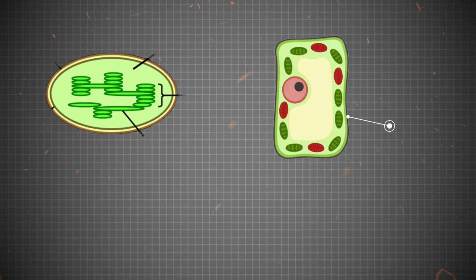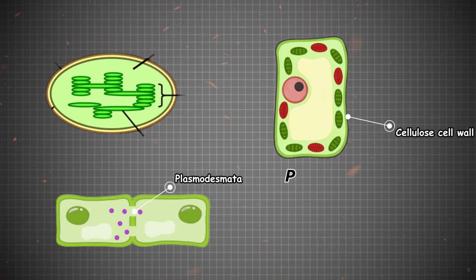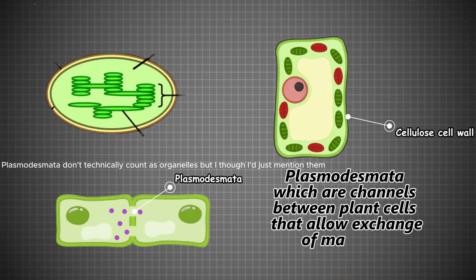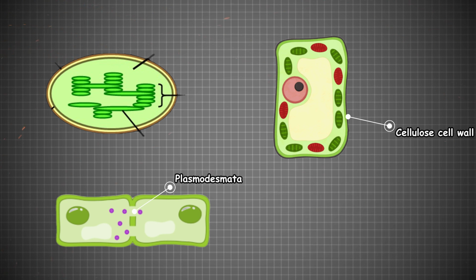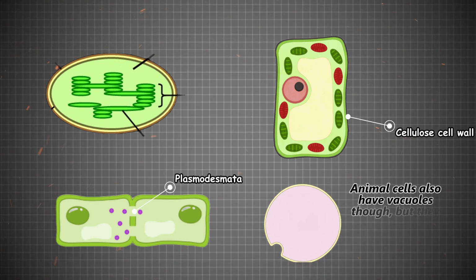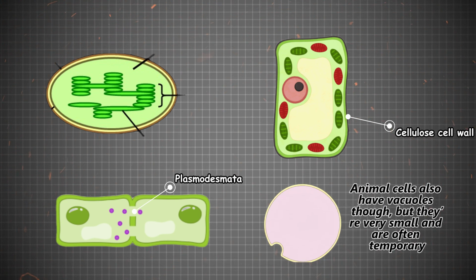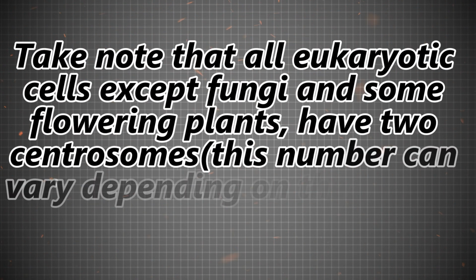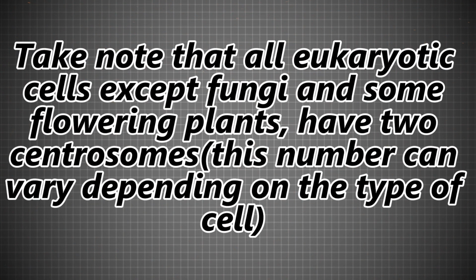Chloroplasts. Cell walls, which are made of cellulose. Plasmodesmata, which are channels between plant cells that allow exchange of materials between them. Vacuoles. Animal cells may also have vacuoles though, but they are very small and are often temporary. Take note that all eukaryotic cells except fungi and some flowering plants have 2 centrosomes, but this number can vary depending on the type of cell.